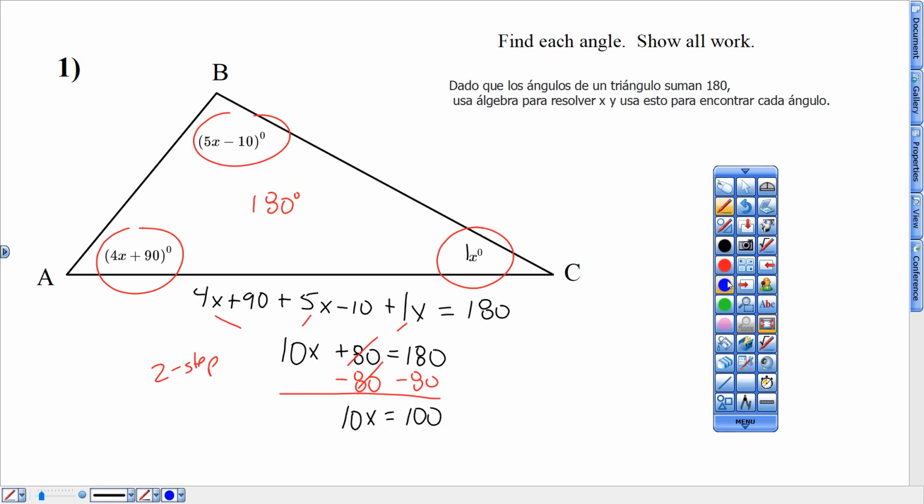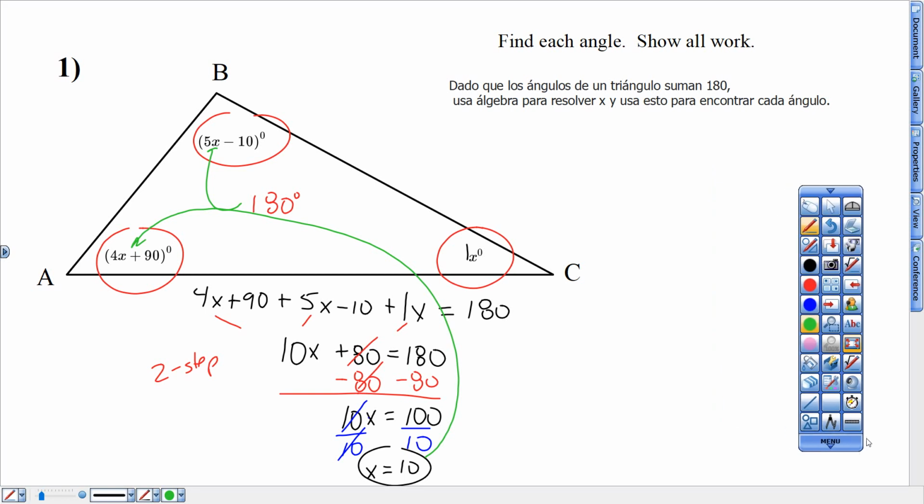And now right here, the opposite of timesing by 10 is dividing by 10. And when I do that work, that gives me x equals 10. But remember, that's not for the angles. For the angles, you need to take that x and plug it in and do the math to find the actual degree opening. So here I go.